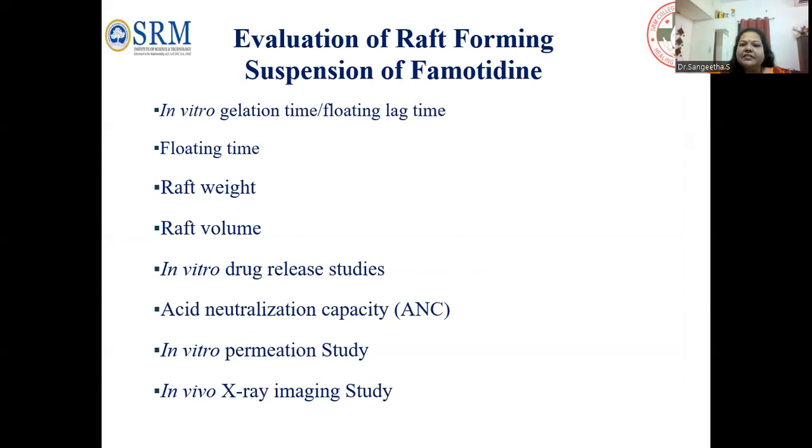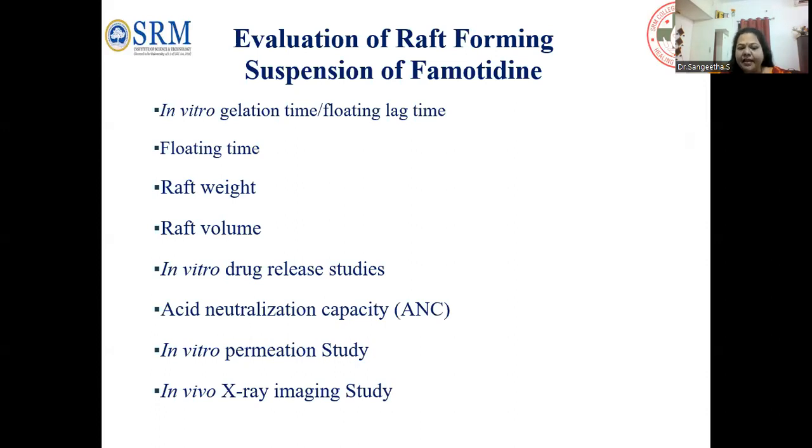The various evaluation tests carried out for this suspension of famotidine are in vitro gelation time, the floating lag time, then the floating time, raft weight, raft volume, in vitro drug release studies, acid neutralization capacity, in vitro permeation study, and in vivo X-ray imaging study.